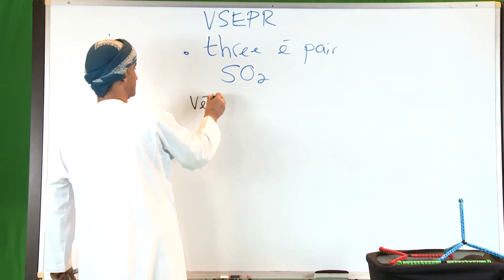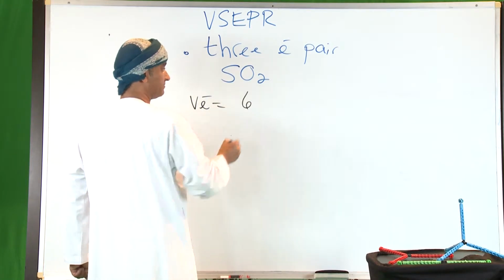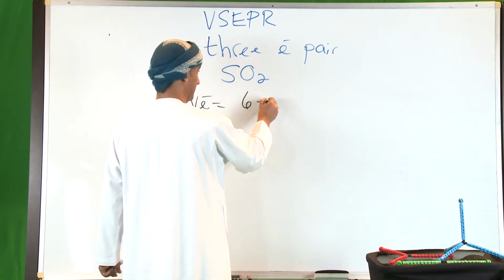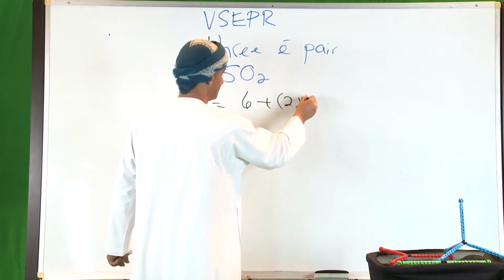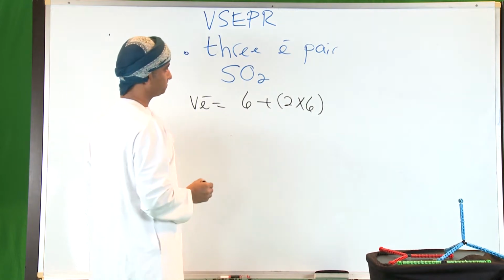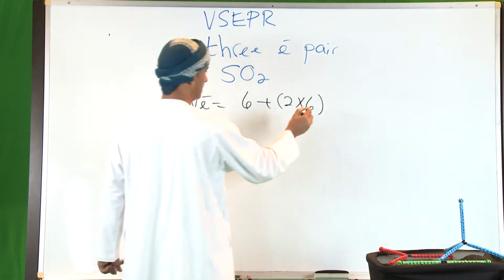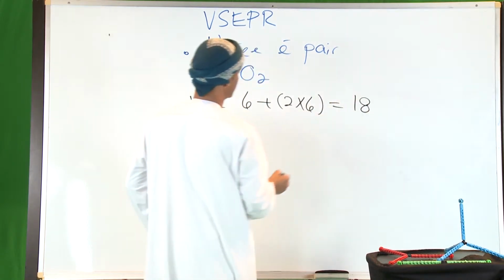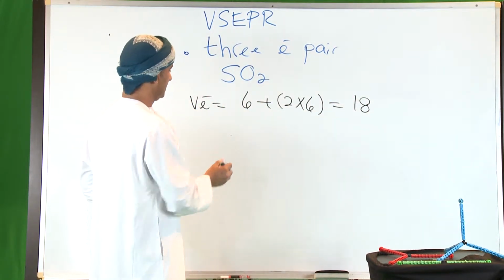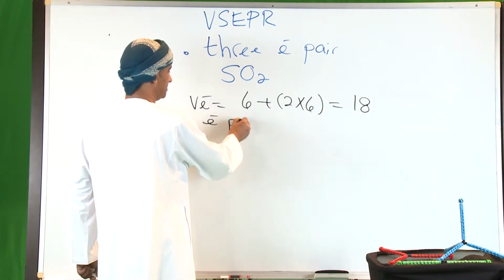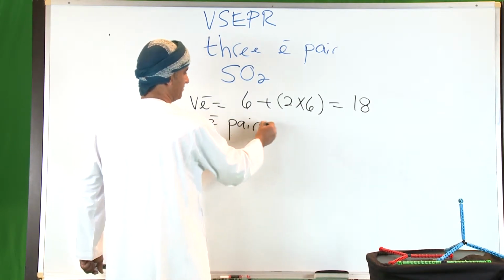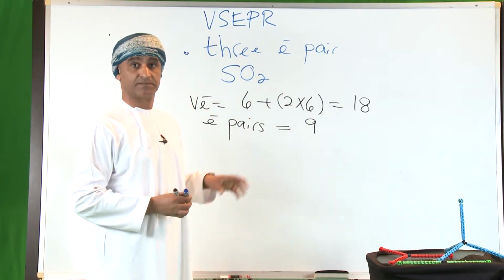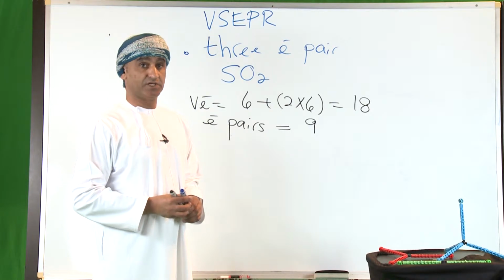The valence electrons for sulfur is 6, because sulfur is located in group 6A, just like oxygen. So 6 from sulfur, 6 from each of these oxygen atoms. So the total number would be 18 electrons total. The electron pairs would be to divide that number by 2. So there are 9 electron pairs in this case of sulfur dioxide.